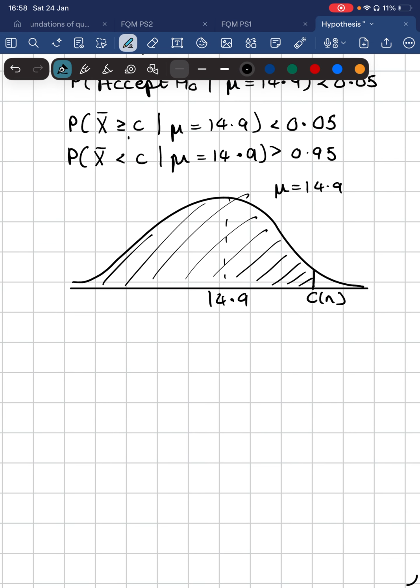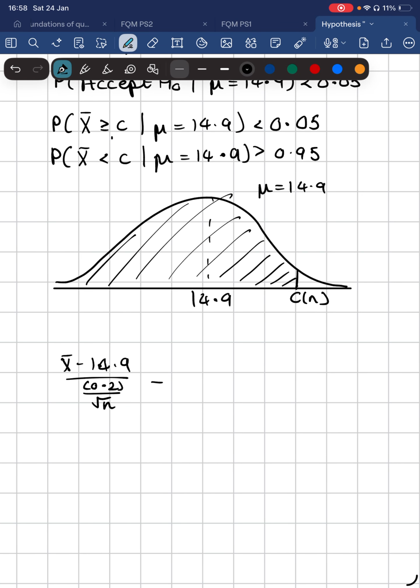So doing this substitution, z equals x minus mu over sigma. So P(X bar is less than C) is the same as x bar minus mu, which is 14.9 now, over sigma prime, which is still the same, which is 0.2 over root n. Okay, and then this needs to be less than or equal to the same thing for C: C minus 14.9 over 0.2 over root n.